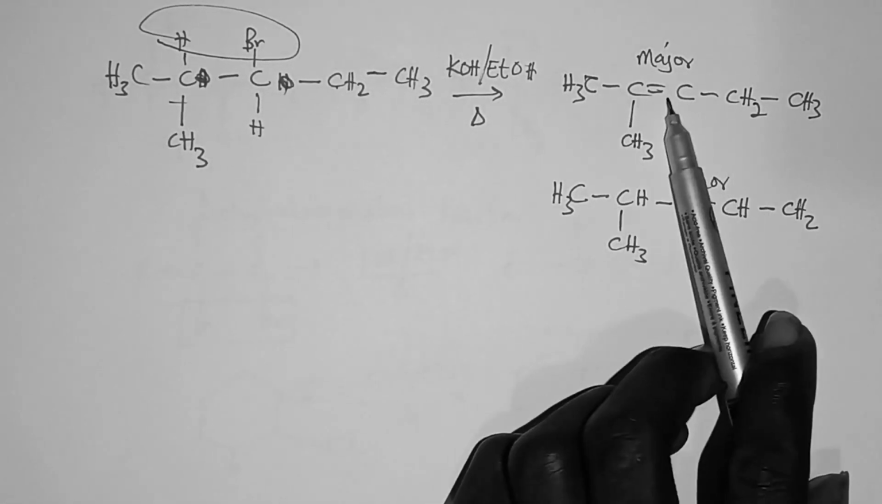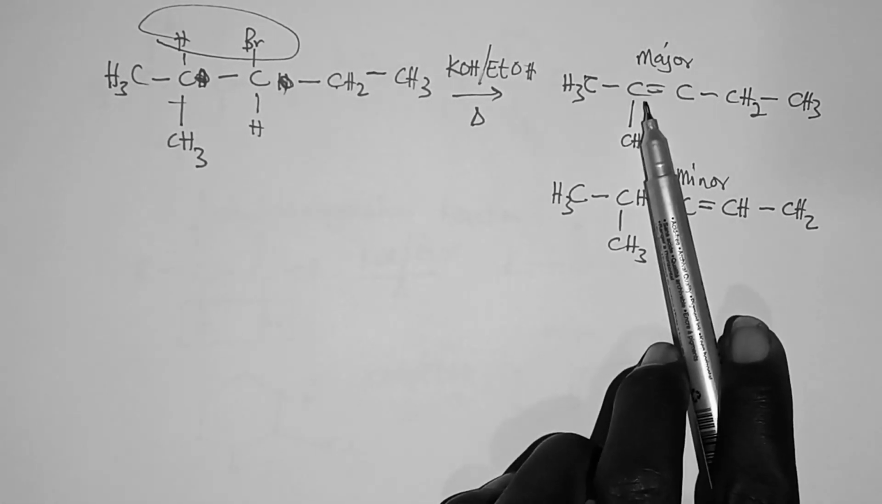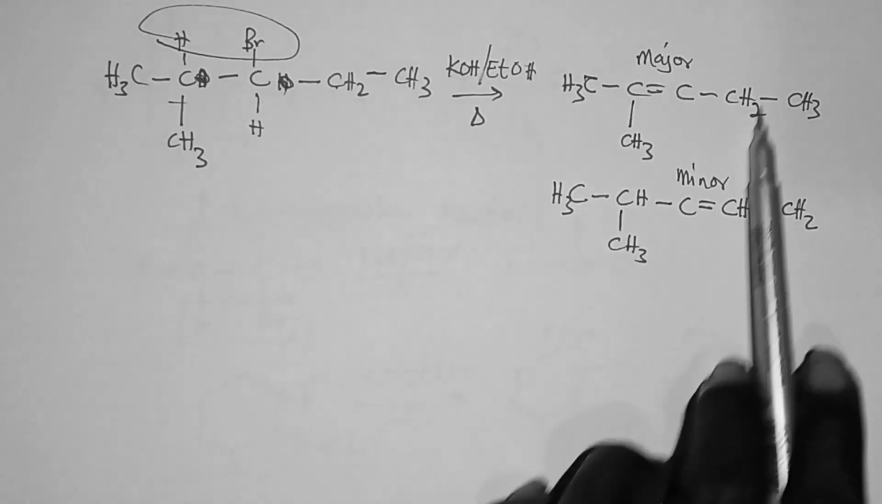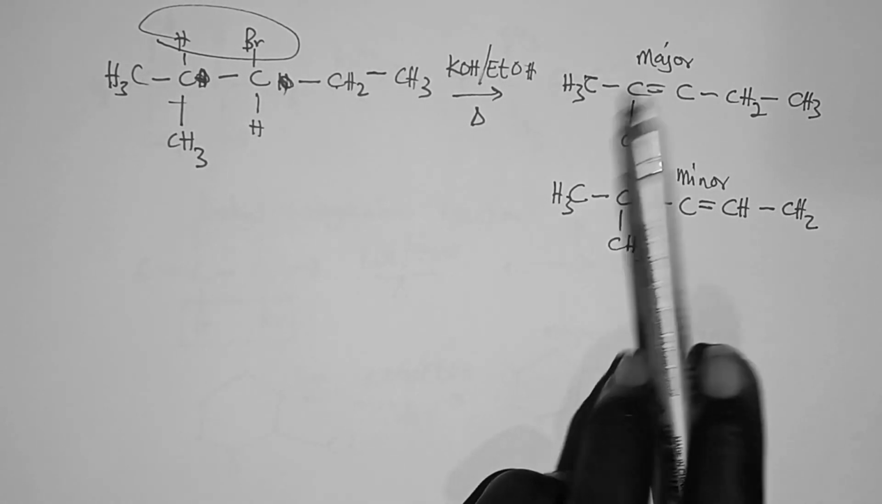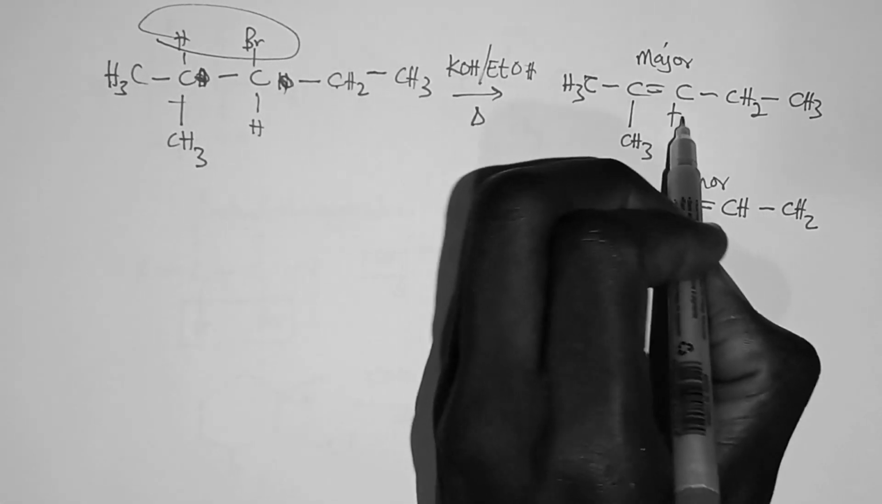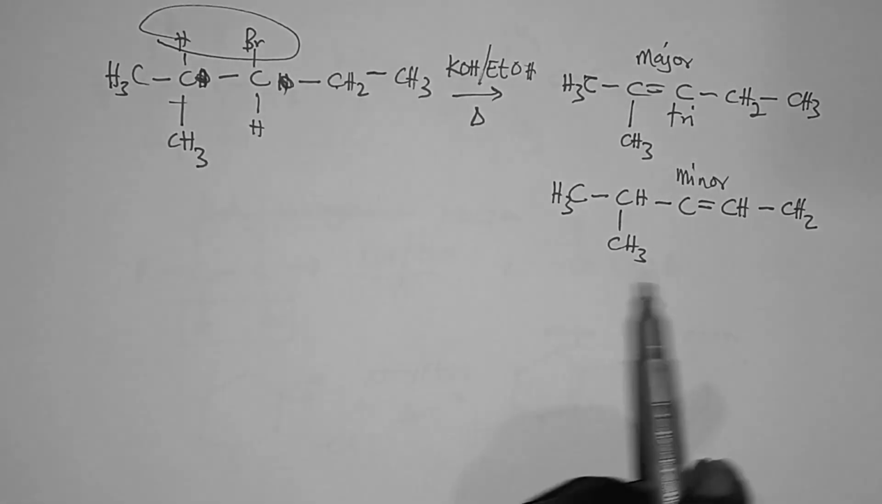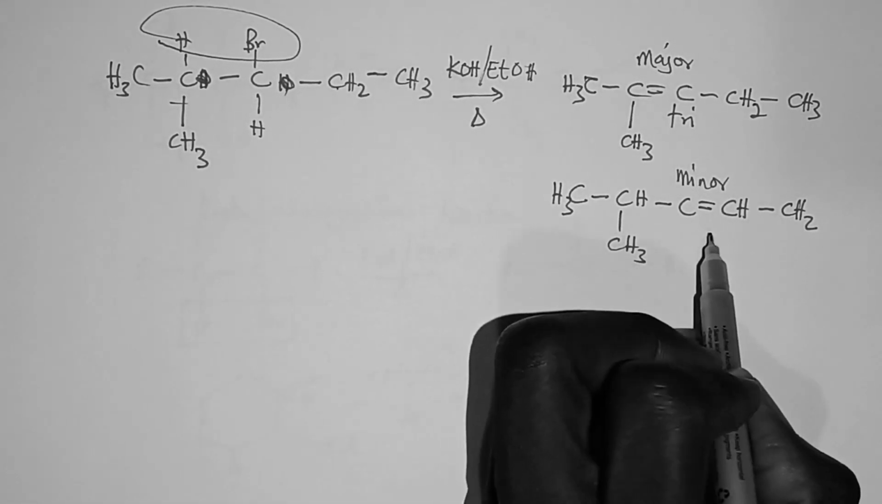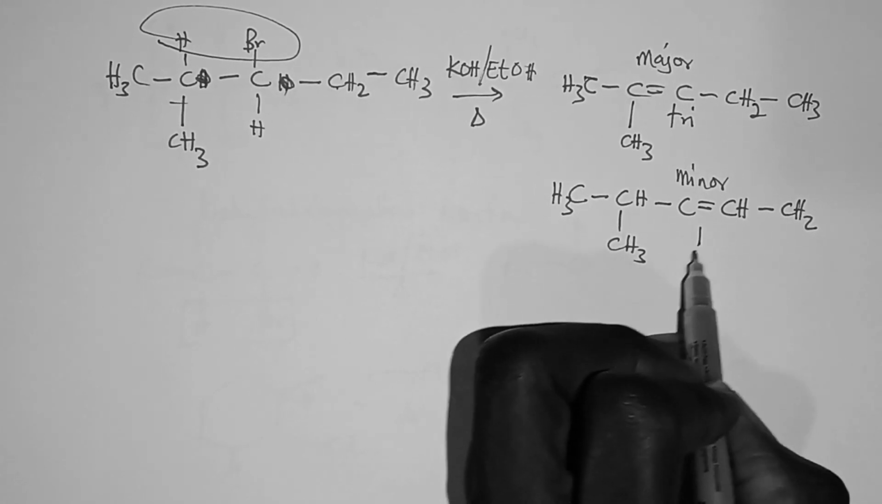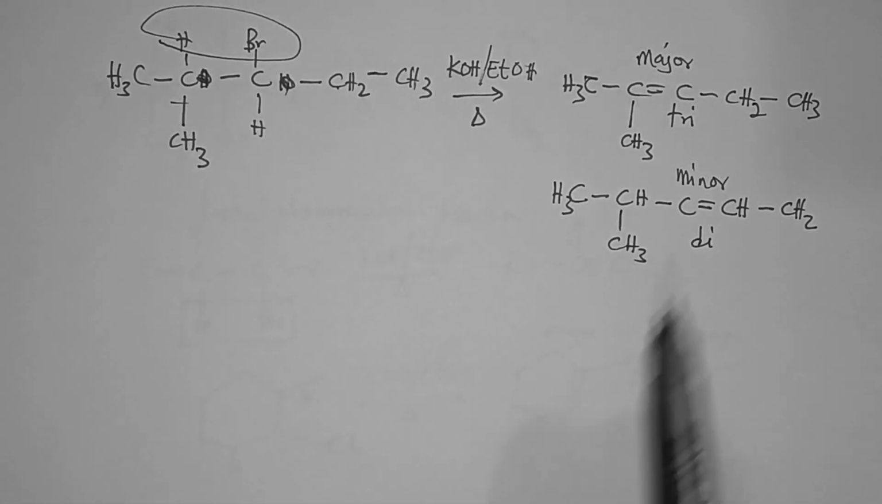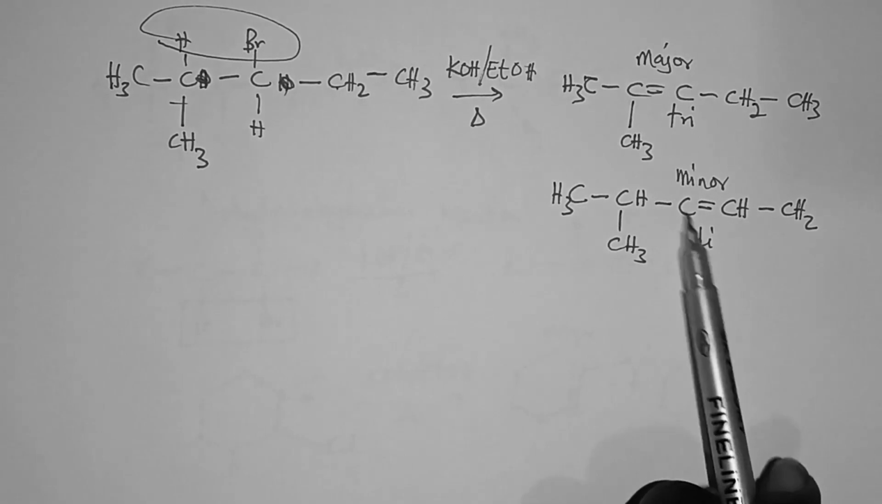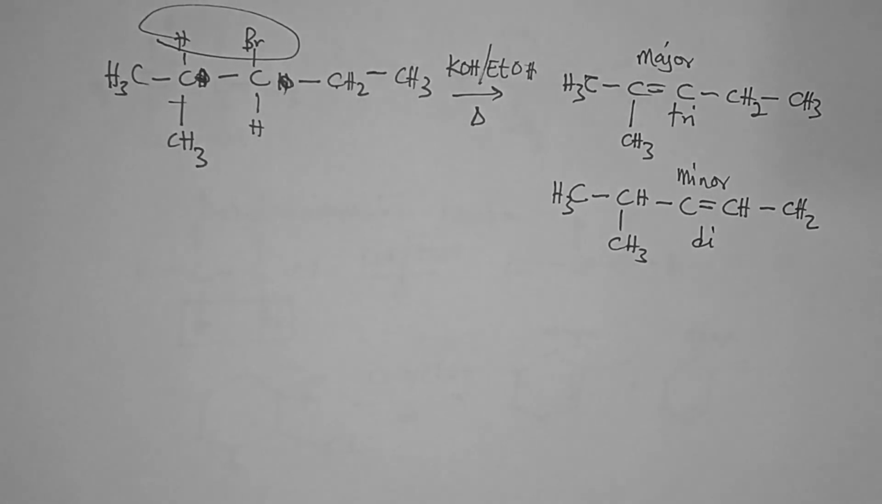This will be the major product because this alkene is the most substituted alkene, because this is a tri-substituted alkene and this is a di-substituted alkene, and therefore this becomes a minor product and this is a major product.